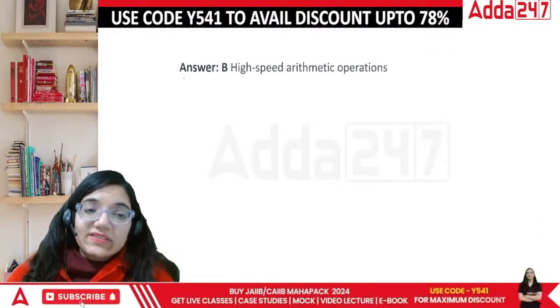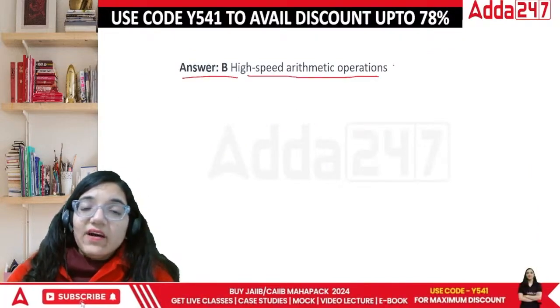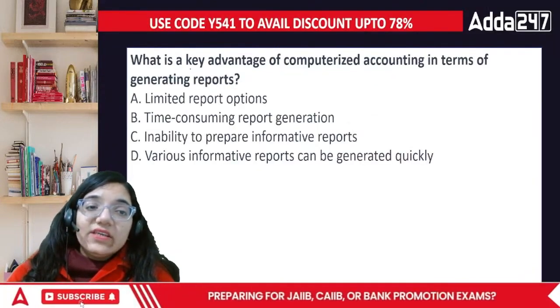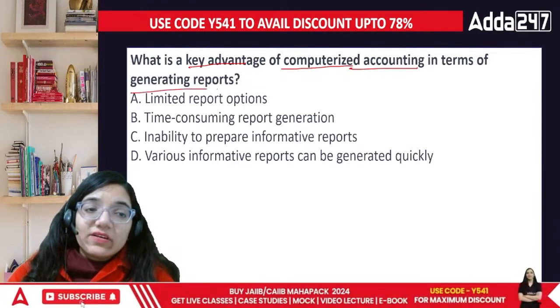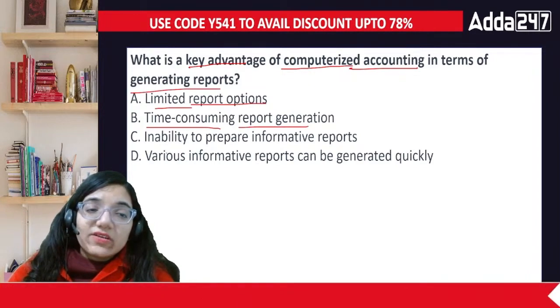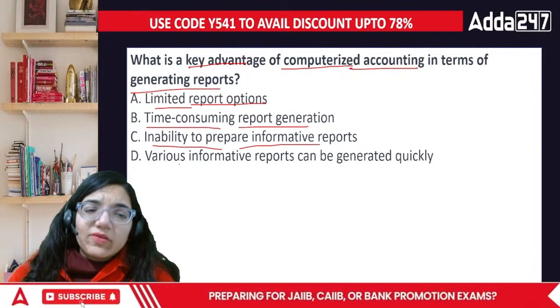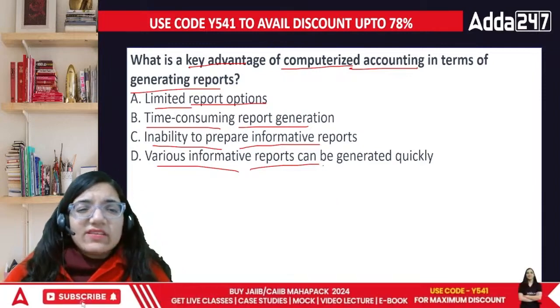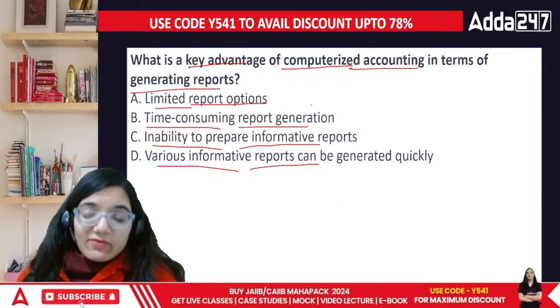Okay? So in this case, the correct answer is going to be high speed arithmetic operations. Then what is the key advantage of computerized accounting in terms of generating reports? Limit report options, time consuming report generation, inability to prepare informative reports, or various informative reports can be generated quickly. Again, it is easier. The question could have been made a little more difficult.